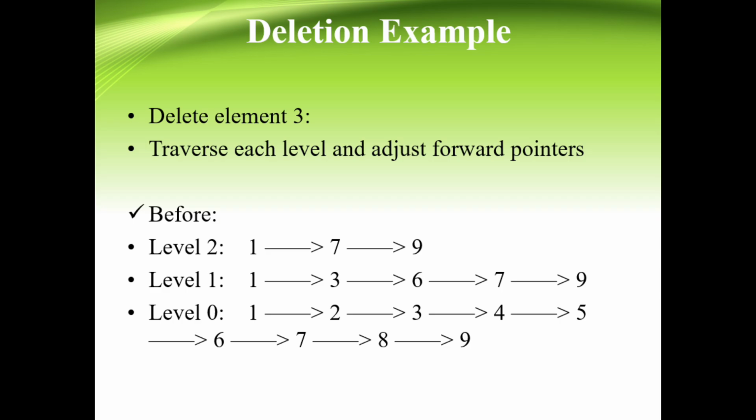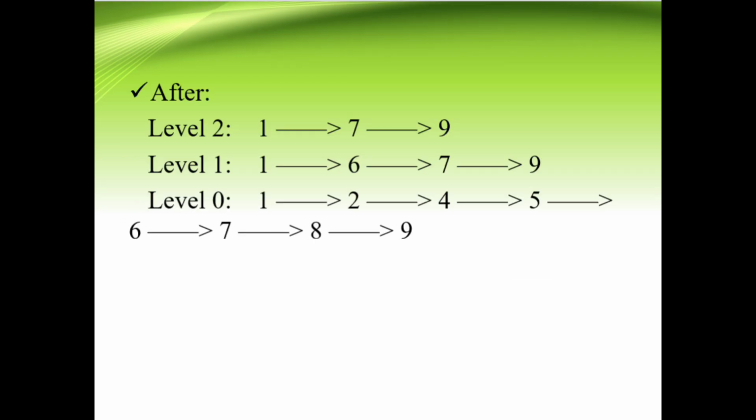So the key takeaway is to find the node at each level and adjust the pointers to skip it, and then the deletion is complete. In the next slide, after deleting the element 3, level 2 contains 1, 7 and 9, so it is unchanged. Level 1 contains 1, 6, 7 and 9, so 3 is gone, right? Level 0 has 1, 2, 4, 5, 6, 7, 8, 9, and 3 is removed here too. The important point is that it has been completely removed from every level where it existed.